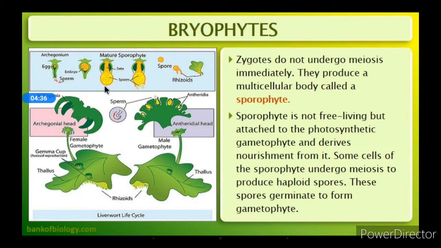This is the sporophyte. This you have to keep in your mind. So what is the sporophyte? It produces spores. Gametophytes are those which can produce gametes, and sporophytes are those which can produce spores, okay? So the zygote will convert into a multicellular body known as the sporophyte.